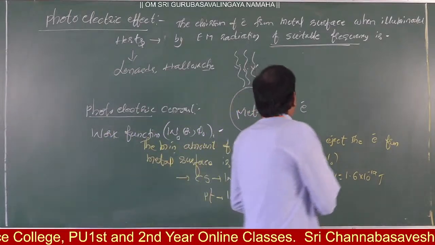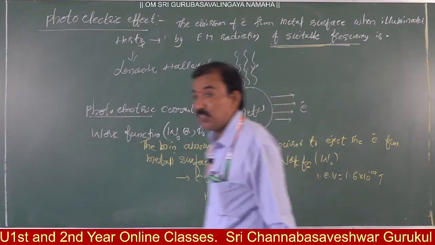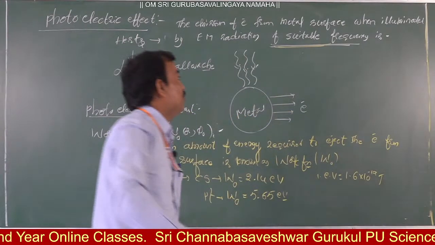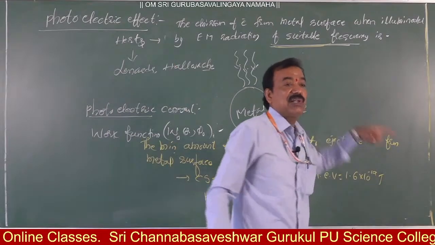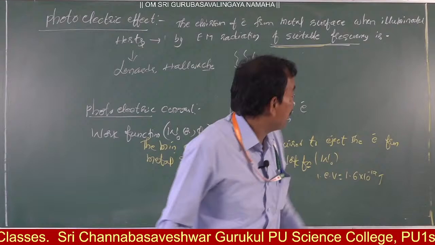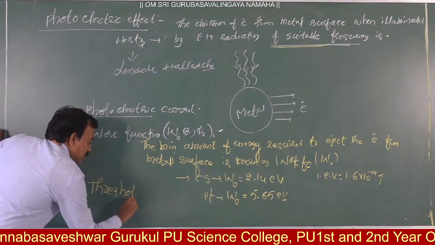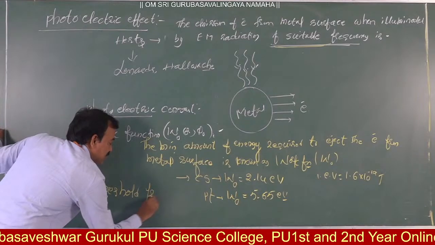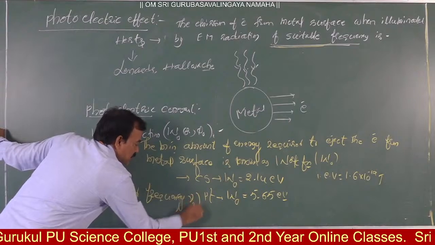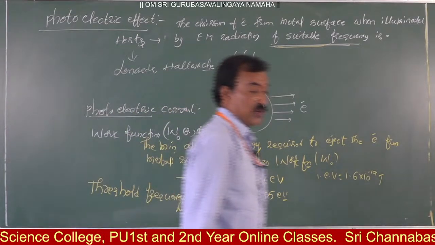Now, we are using a suitable frequency here. Suppose the frequency of the incident light is less than the suitable frequency, what happens? The electrons will not be emitted. This type of frequency is known as the threshold frequency. The threshold frequency symbol is nu naught.